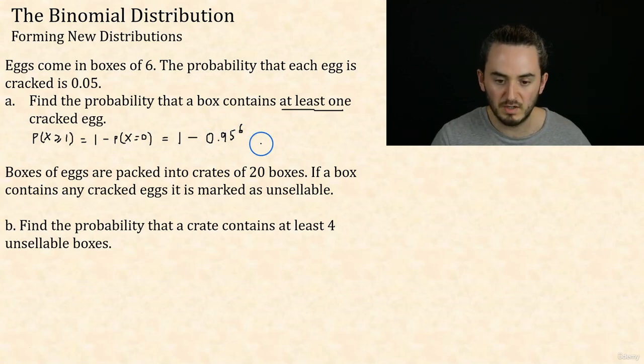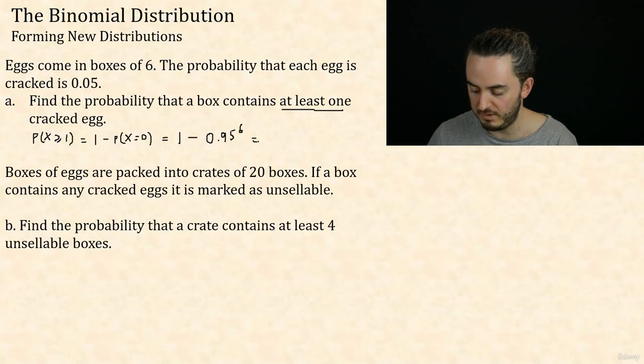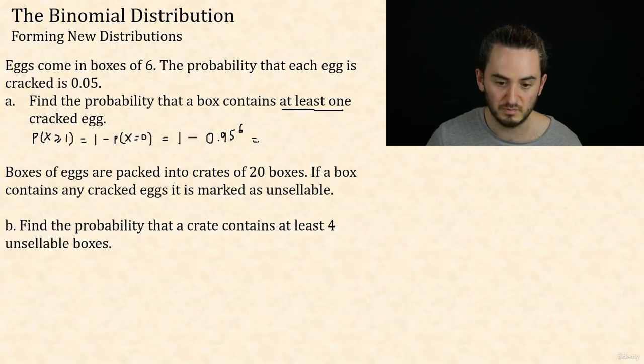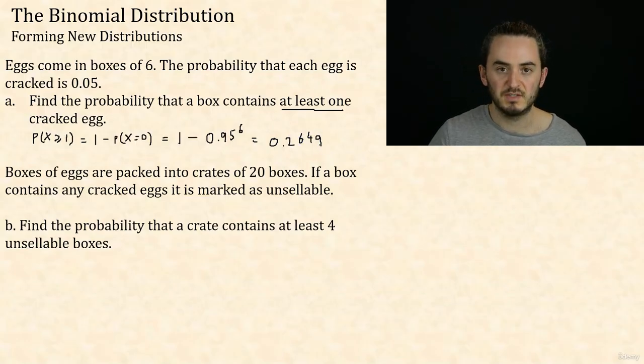So just in one go, we get straight to our answer. No need to go into the calculator function, no need to use the binomial distribution formula even. It's just the probability of it not breaking to the power of 6. So all of that gives us 0.2649. Okay, so that's similar to the stuff that we were looking at before.